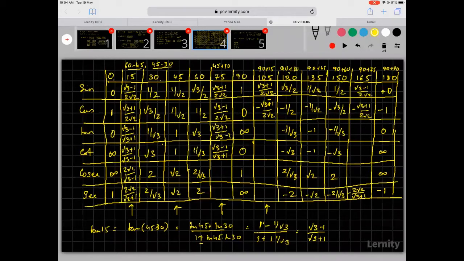Cosecant will become 2 root 2 by root 3 plus 1. This one will become 2 root 2 by root 3 minus 1. Yeah. So like that I can fill it up. So please make sure that you are filling it up on a day-to-day basis. Every day, please make sure that you are writing these values.